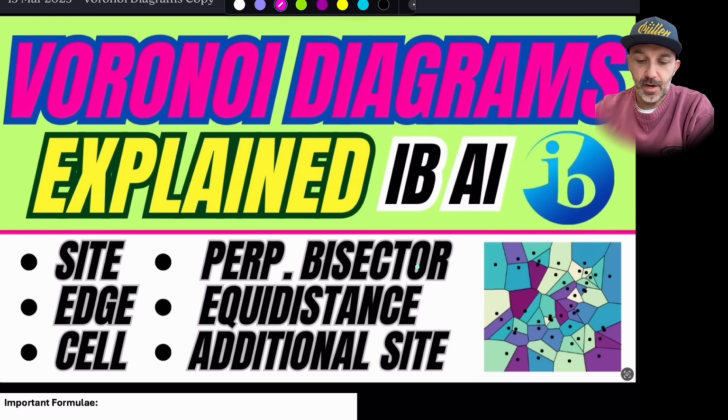So this is named after a famous Russian mathematician called Georgy Voronoi, and it is part of the IB syllabus, AI specifically, so applications and interpretations. It does not appear in the AA course.